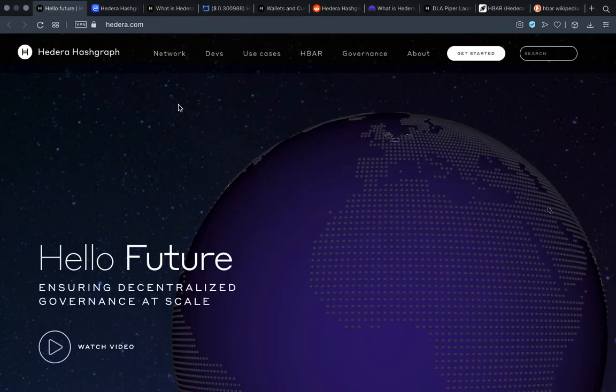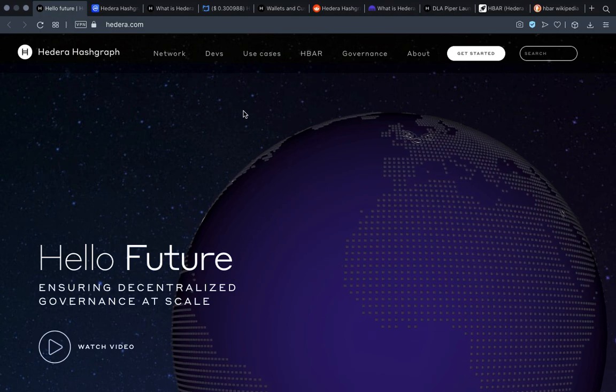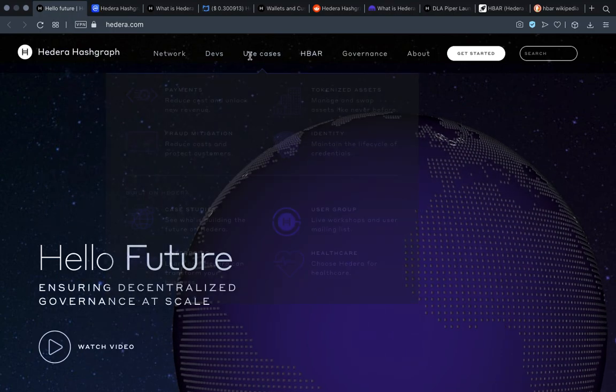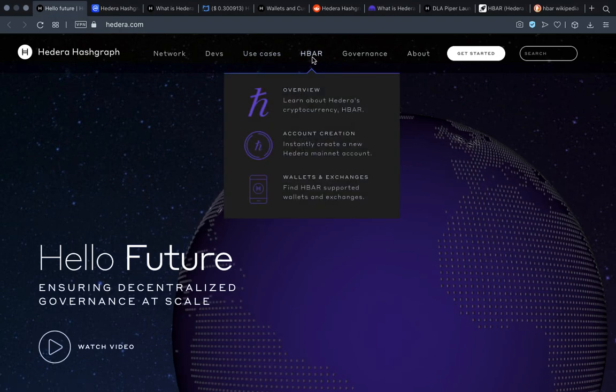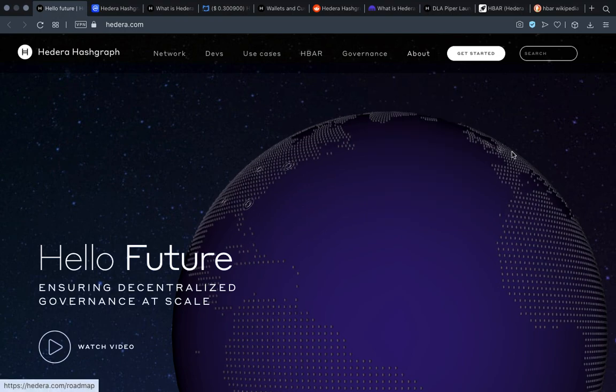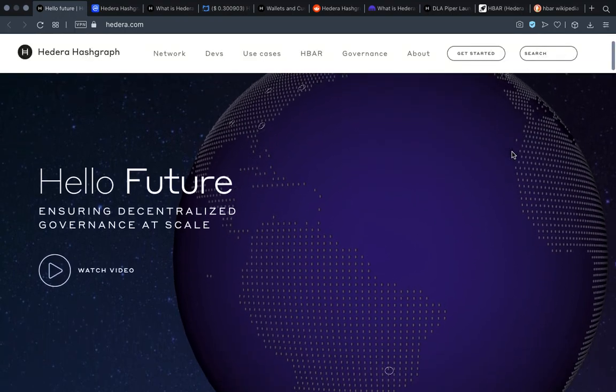And now we will look at the Hedera Hashgraph website. This website contains information about the network, its developers, use cases, specifically about the HBAR, its governance, how it got started, and everything about it pretty much.